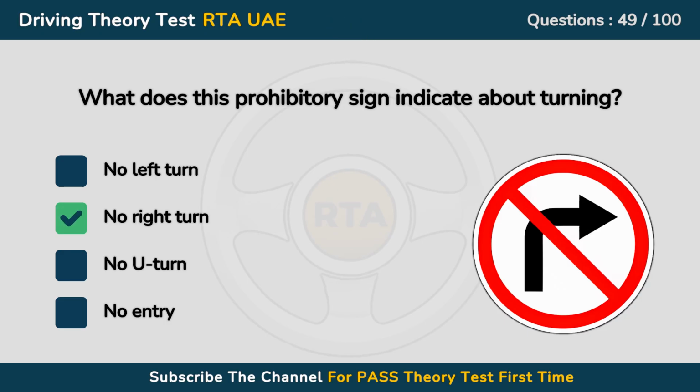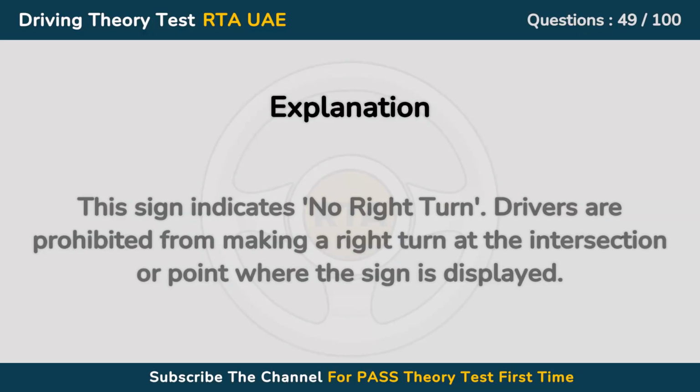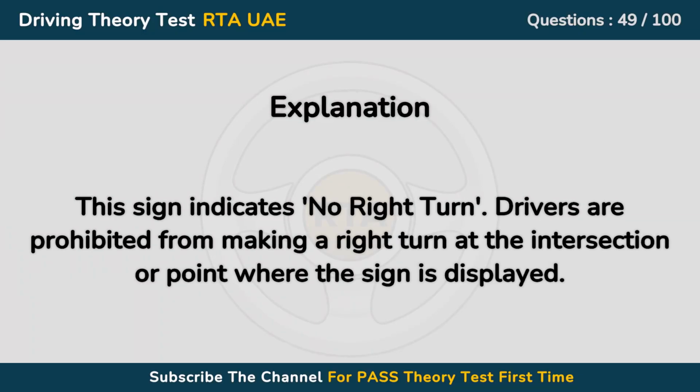Answers is B. No right turn. This sign indicates no right turn. Drivers are prohibited from making a right turn at the intersection or point where the sign is displayed.